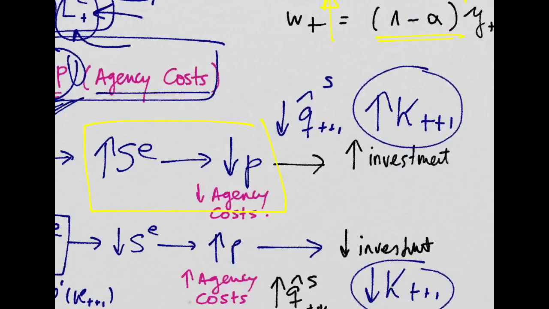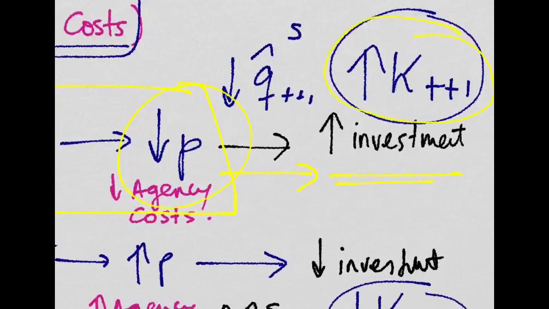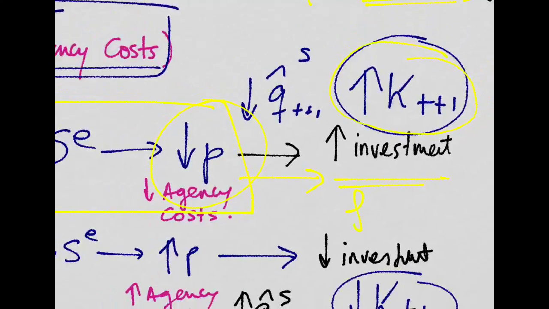So basically, the decrease in agency costs boosts investment, capital in the next period is so much higher, and then also output in the next period is going to increase because of this. So this amplifies the effect of the productivity shock, increasing output by more. This is the effect of the accelerator.